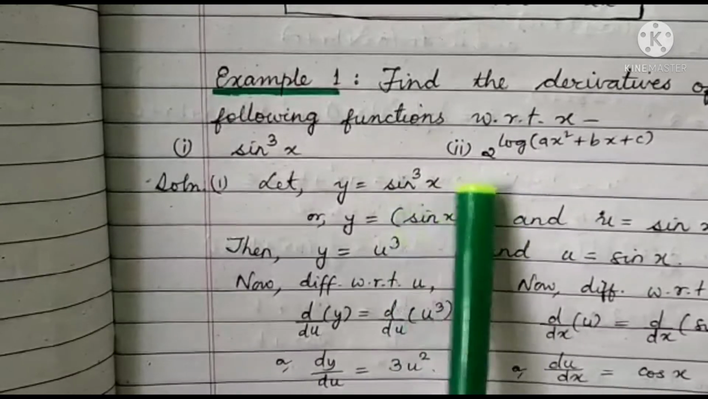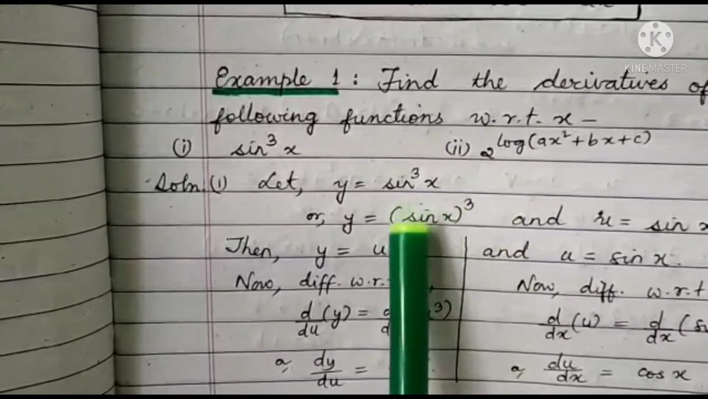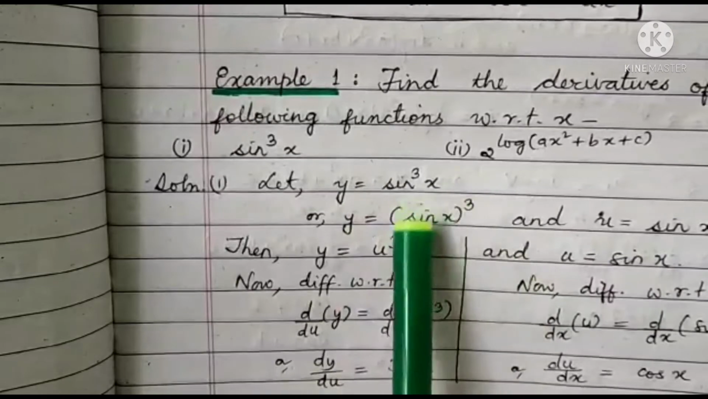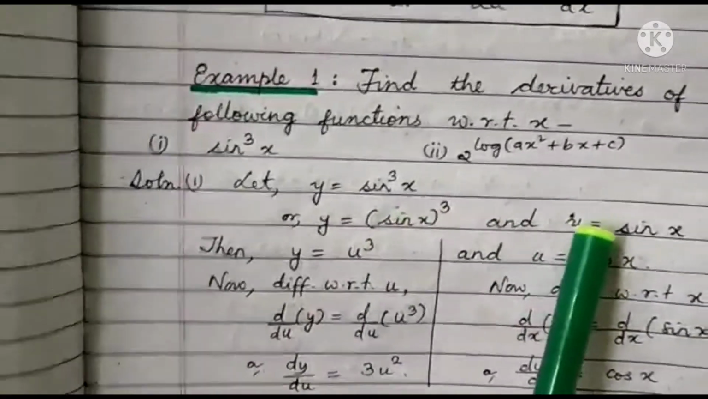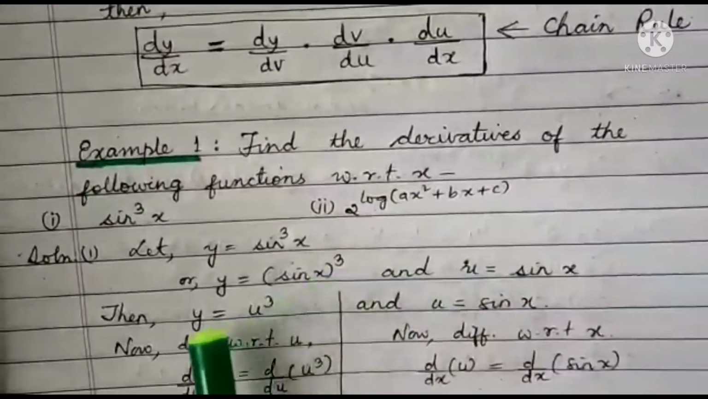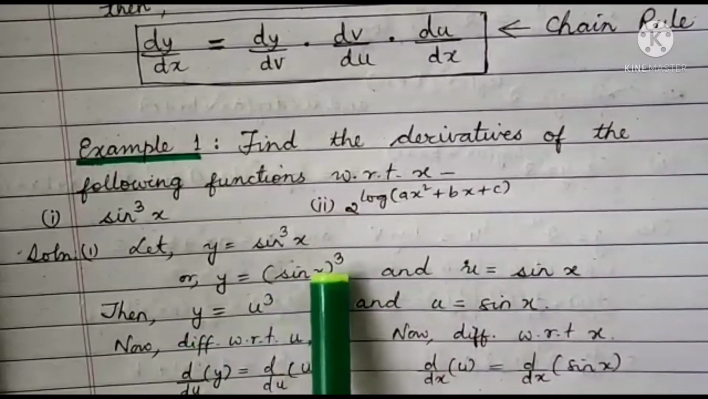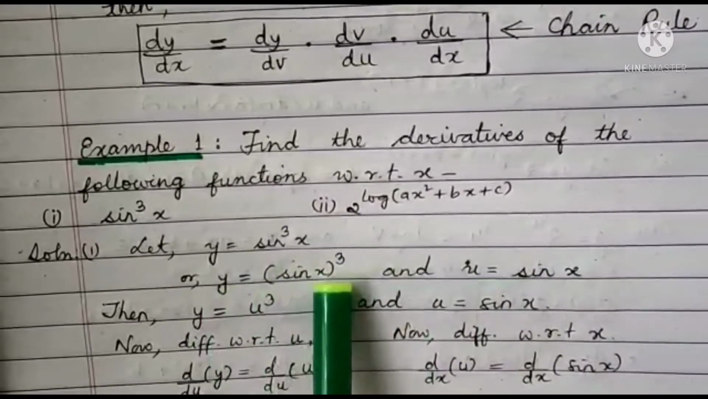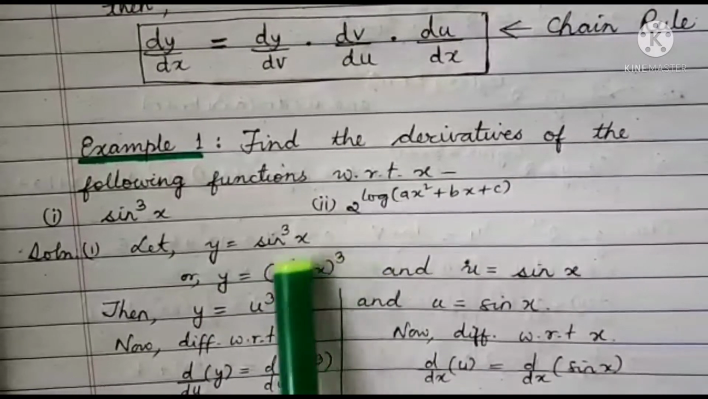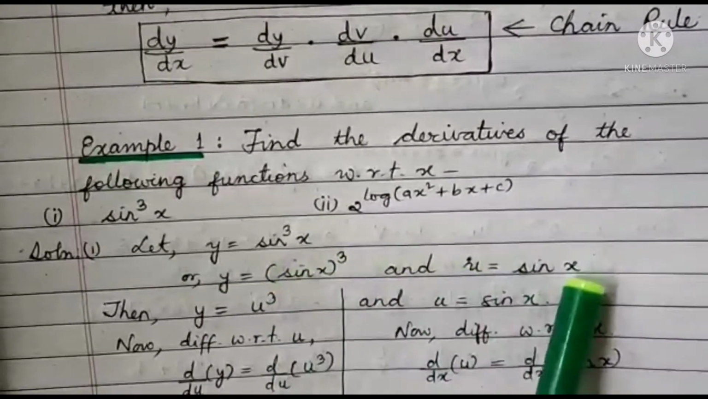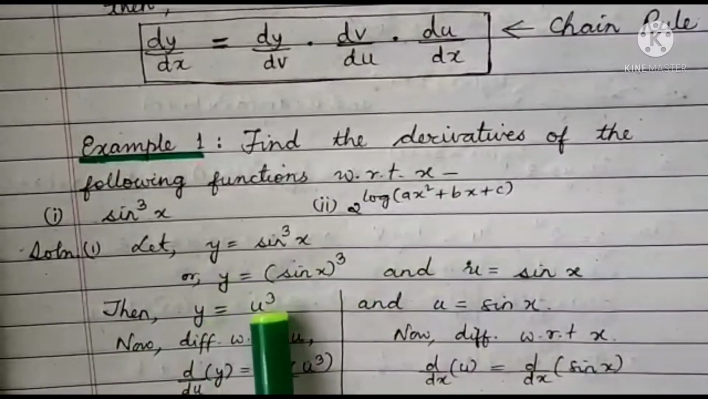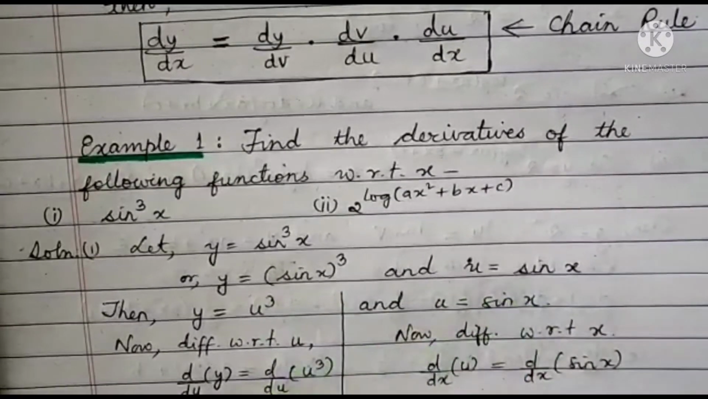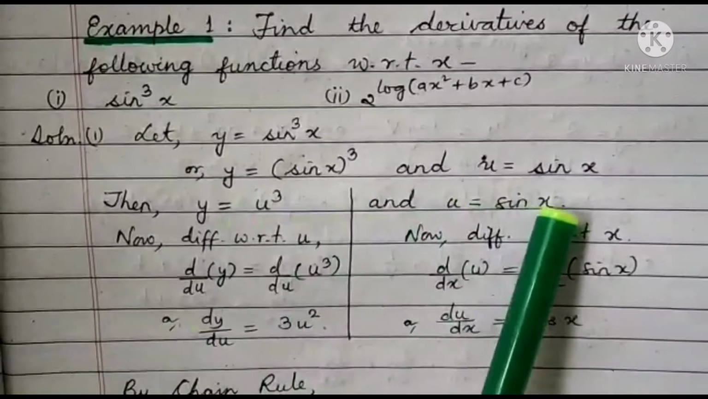Now what you will do is you take the inner function and name it as some simple variable. Instead of sine x, if you take u as sine x, then it will be simple: y equal to u cube. So just replace this sine x by u. If y equal to sine cube x, then I will write sine x equal to u, or u equal to sine x. So here I'll get y equal to u cube, where u is equal to sine x. Got that?